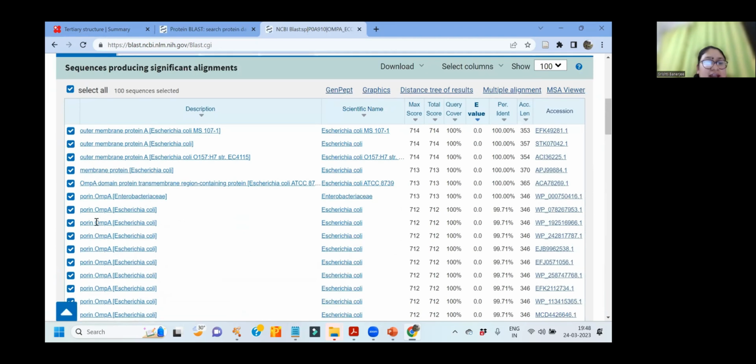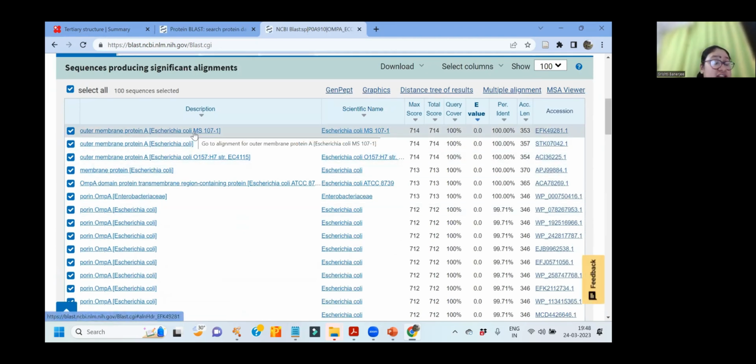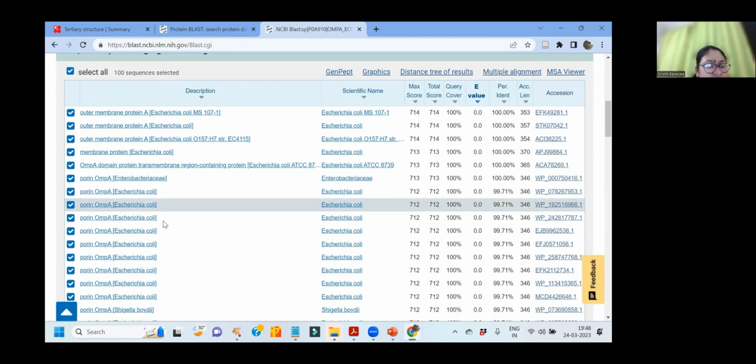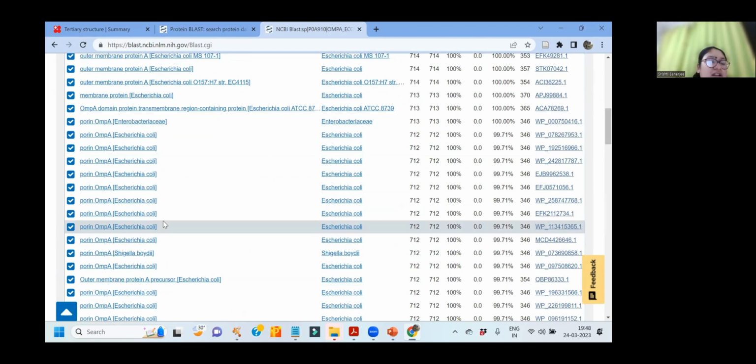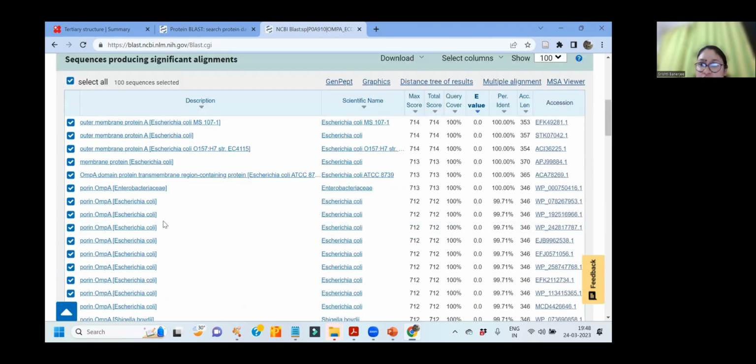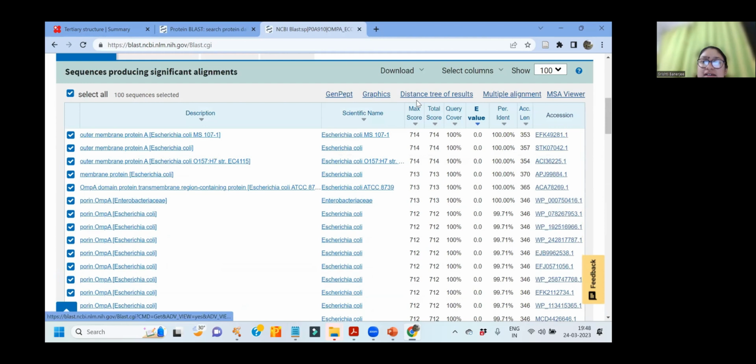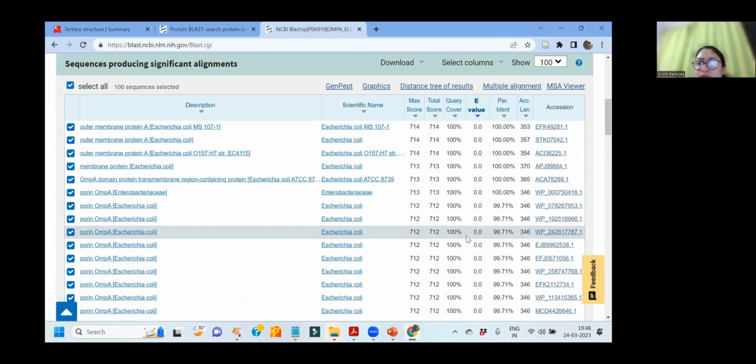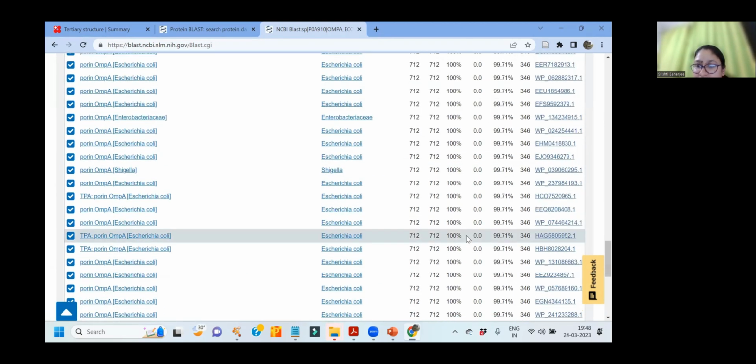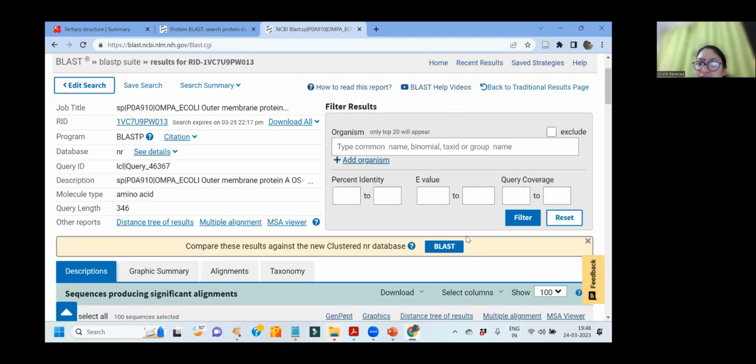See, that particular protein is present in different kinds of E. coli. We were searching with the K12 strain. Anywhere that particular porin protein is present, it will show. Now these are max score and E value. The E value is more important. The lower it is, the more significant it gets.